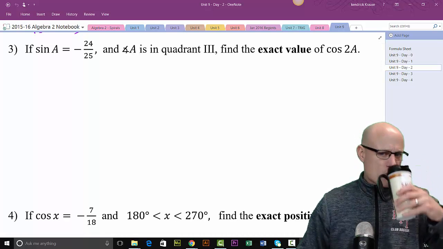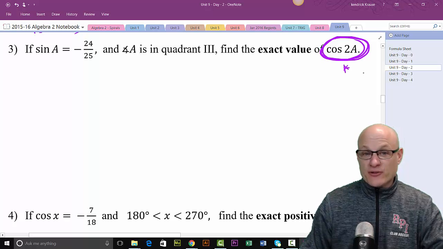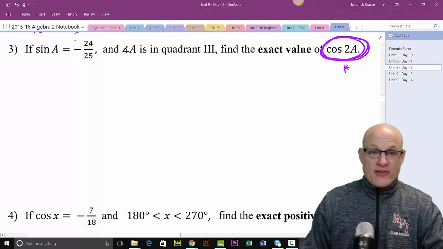Okay, so we have an issue here, and here's the issue. This thing right here. First of all, I told you a while ago, if you see a 2A, that means you have to go to your formula sheet. And this was the information I was given.